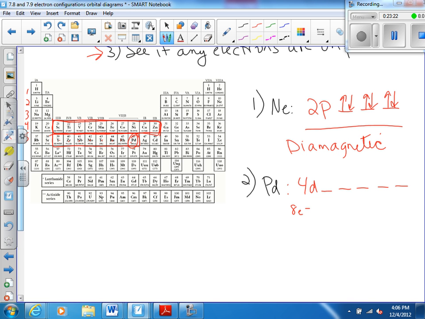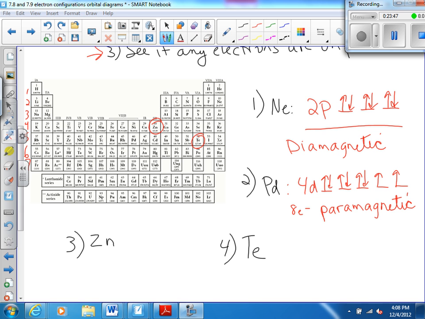Okay, I have to put 8 electrons into this 4D sublevel. 1, 2, 3, 4, 5, 6, 7, 8. I have 2 unpaired electrons. Therefore, palladium is paramagnetic.